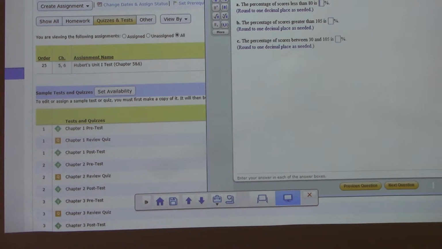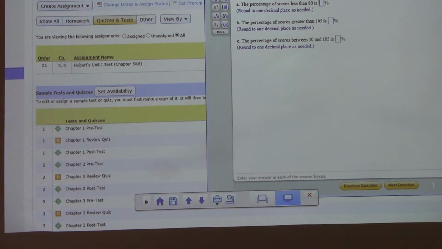Assume that a set of test scores is normally distributed with mean 80 and standard deviation 25. Use Miss Wood's law to find the following quantities. That's your law, I hate it. The 68, 95, 99.7 law, otherwise known as the empirical rule.